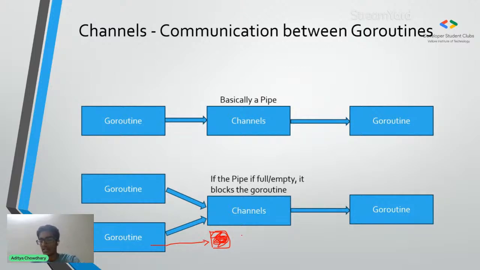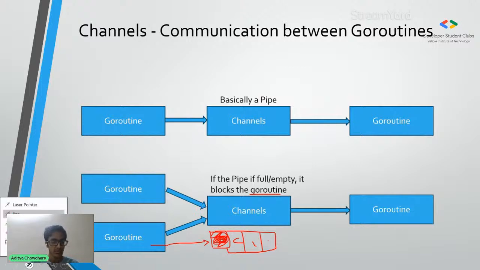Buffered channels are slightly separate. Buffered channels have a capacity of more than one. So generally they'll look something like this, and they'll have more space over here for goroutines to give information. But if all of it is filled, then what will happen is that it'll block the goroutine over here, right? It'll block the flow of the goroutine, and it'll make sure that it stays there until that part is called.